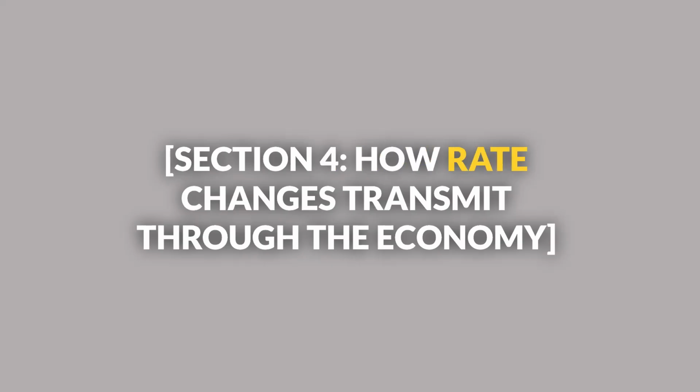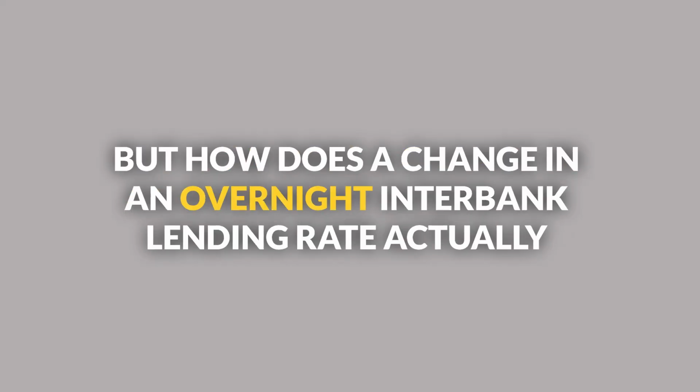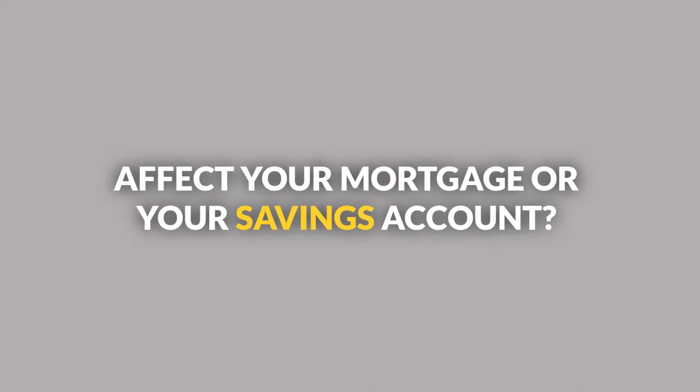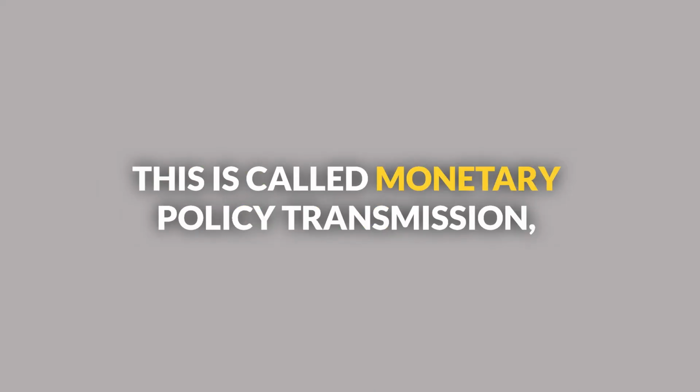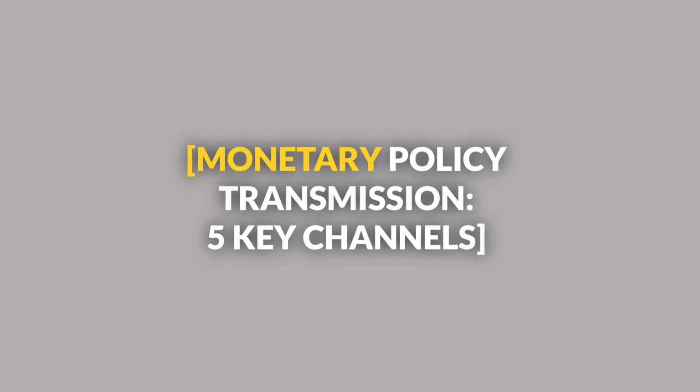Section 4. How rate changes transmit through the economy. Setting the federal funds rate is one thing, but how does a change in an overnight interbank lending rate actually affect your mortgage or your savings account? This is called monetary policy transmission, and it works through several distinct channels. Monetary policy transmission, 5 key channels.